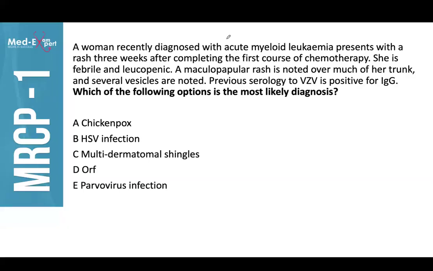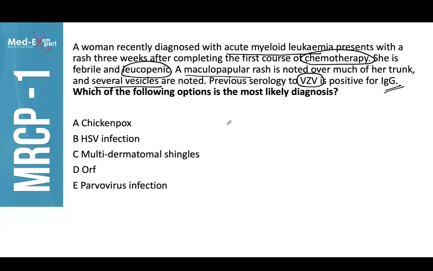Here it is. A woman recently diagnosed with acute myeloid leukemia presents with a rash 3 weeks after completing chemotherapy. When it comes to working MCQs, please try to mentally underline the important points. I don't think you will have the luxury of underlining anything on a computer, but mentally note down the points that are needed, like how I'm noting down. She is febrile and she is leukopenic. A macular rash is noted on the trunk with several vesicles. Previous serology for VZV, varicella zoster virus, is positive for IgG.